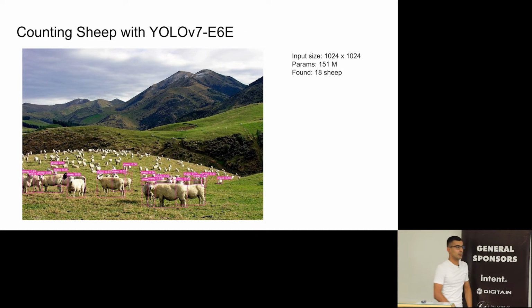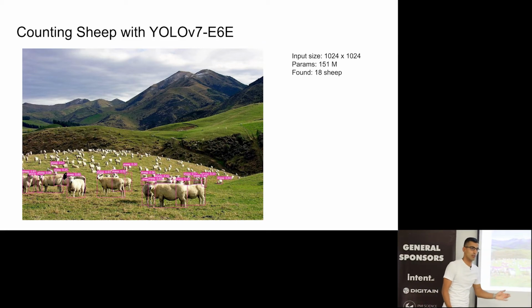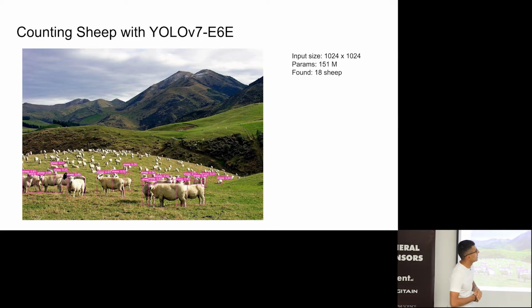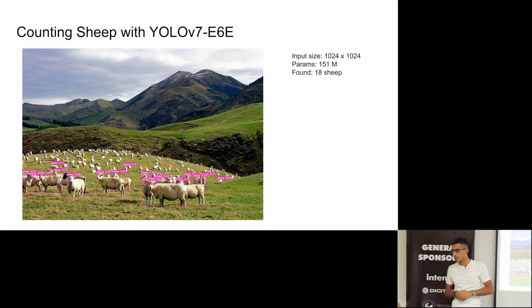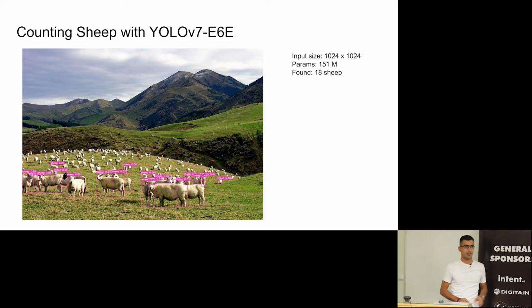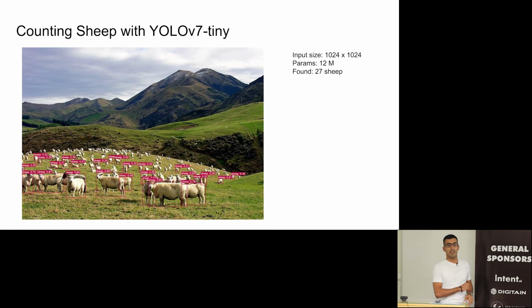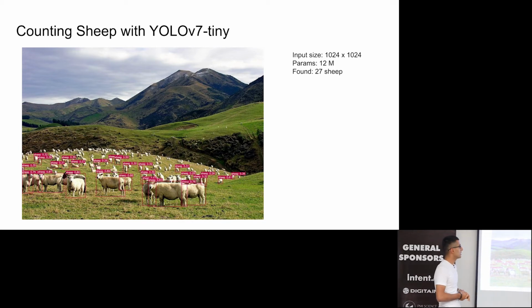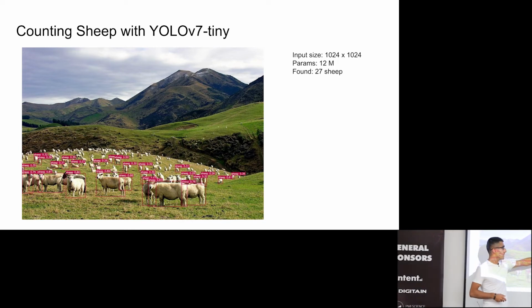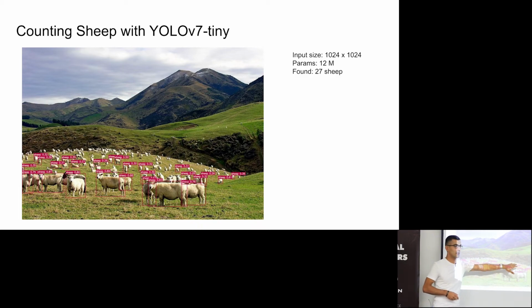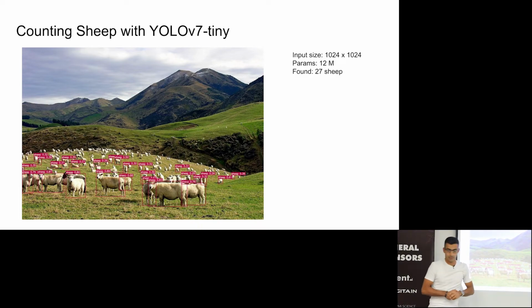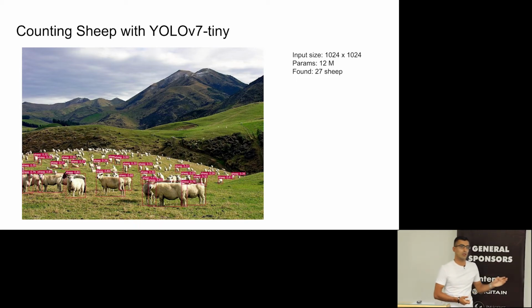And then I tried the biggest architecture of their model, which was trained using the auxiliary head that they introduced. And it could only find 18 sheep in the image. It has 151 million parameters. And then the tiny version of the model could find 27 sheep in the image. It doesn't find this one, but we can see this second row could be detected. It has only 12 million parameters.